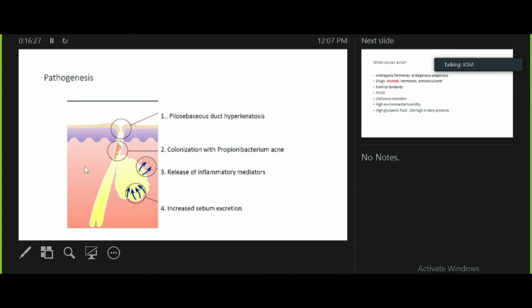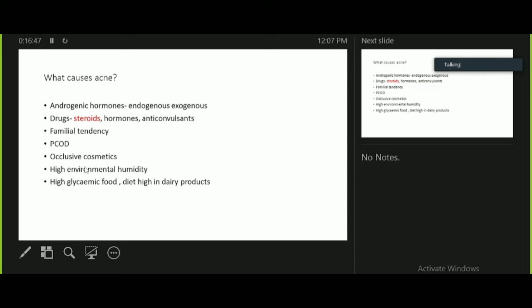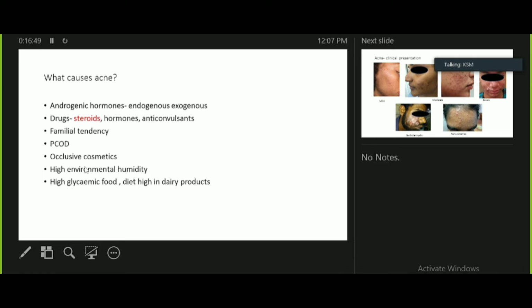When we talk about the pathogenesis, there are 4 main things: the pilosebaceous duct hyperkeratosis, and then colonization with Propionibacterium acnes, release of inflammatory mediators, and increased sebum secretion. So these things bring the inflammation. And what are the aggravating factors?